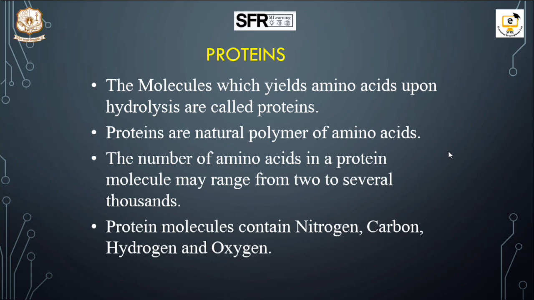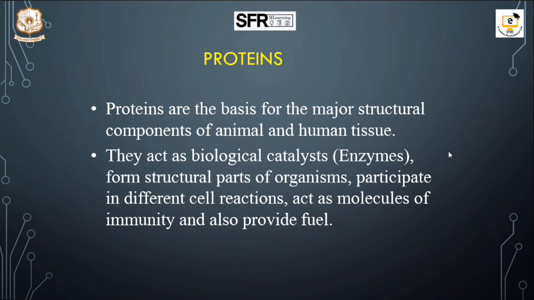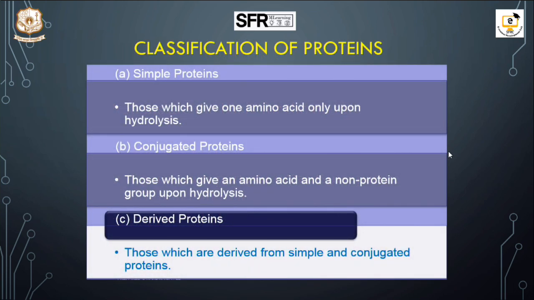The word protein derives from the Greek word proteus, which means of first importance. Our human body is mostly composed of protein. Enzymes and hormones are all composed of proteins. It is a major structural component of animal and human tissues. It also acts as a biological catalyst, that is enzymes, and forms structural parts of each organ present in the human body. It also participates in different cell reactions, is a major component of immunity, and provides fuel to the human body. Then the classifications of protein.